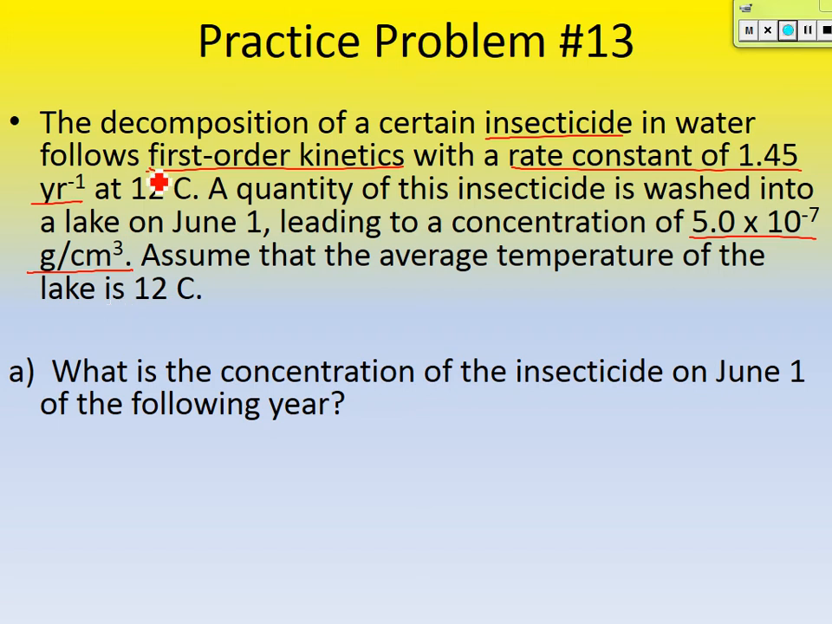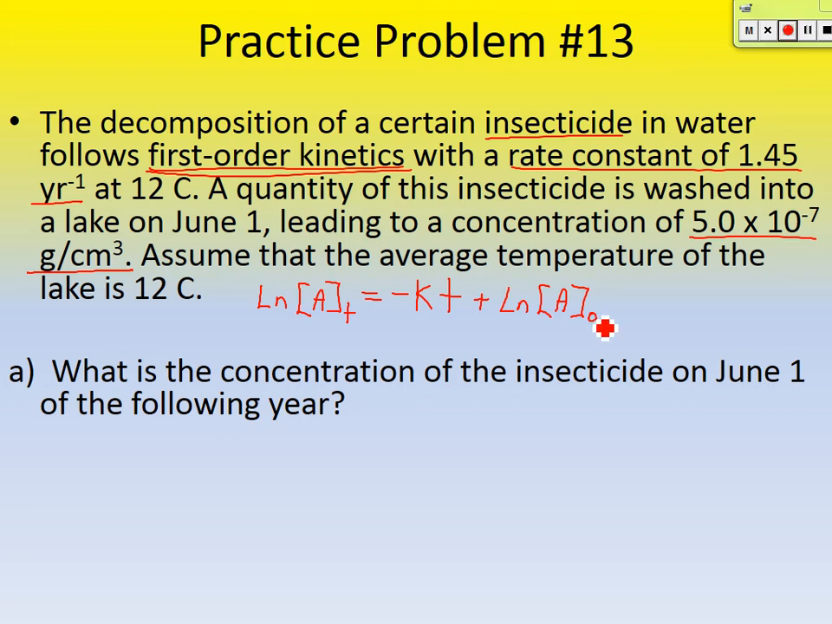First of all, it is first-order kinetics. So let's write the integrated rate law equation down for a first-order reaction. It's on that packet that I gave you. The integrated rate law for a first-order reaction is the natural log of the concentration of the reactant at some time equals minus k, which is your rate constant, times time, plus the natural log of the concentration of your reactant initially.